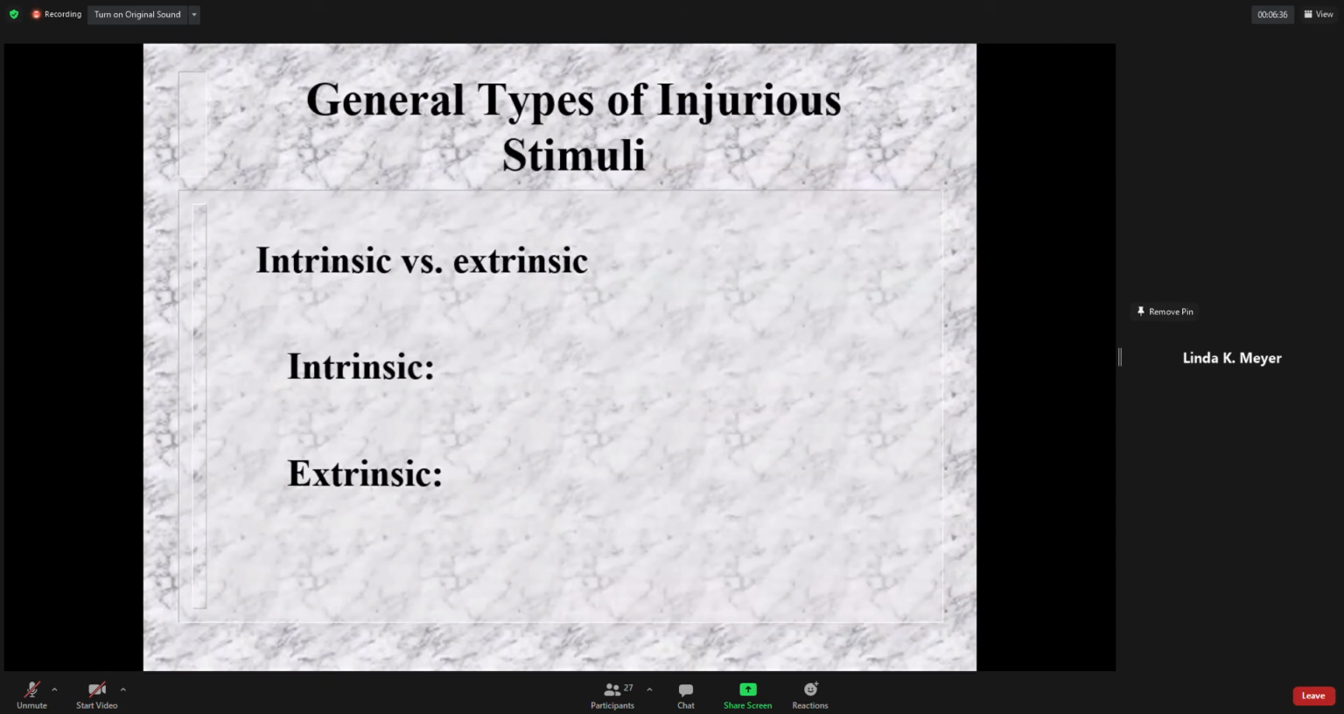Another way to classify injurious stimuli is whether they're intrinsic or extrinsic, or in other words, endogenous or exogenous. So intrinsic is what's produced within the body. It originates within the body, or it's endogenous. And this is injurious stimuli that are related to genetic factors, gene defects, defects in the chromosomes. Those are intrinsic in nature.